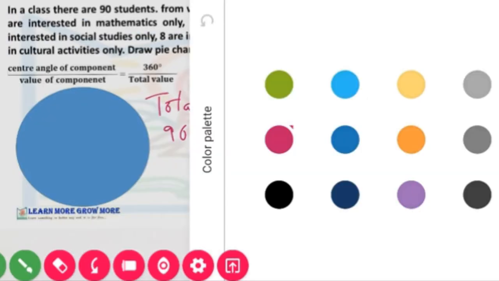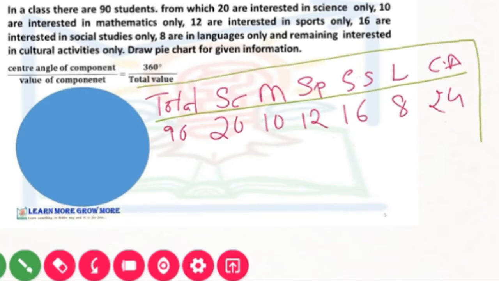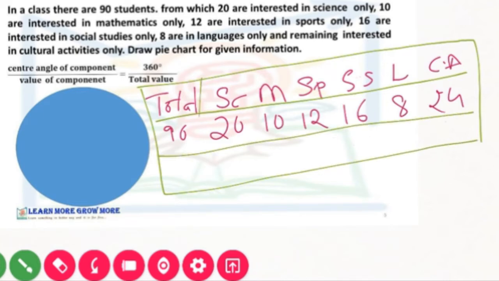See, I will draw one table here. I'll make a table. This represents the given information in the question. Okay, almost 50% of the work is over.